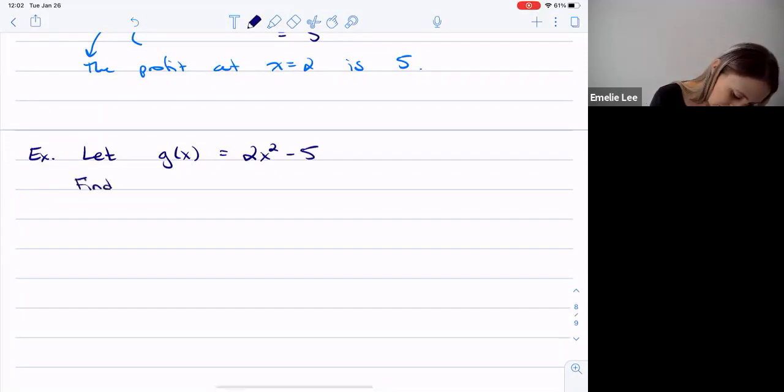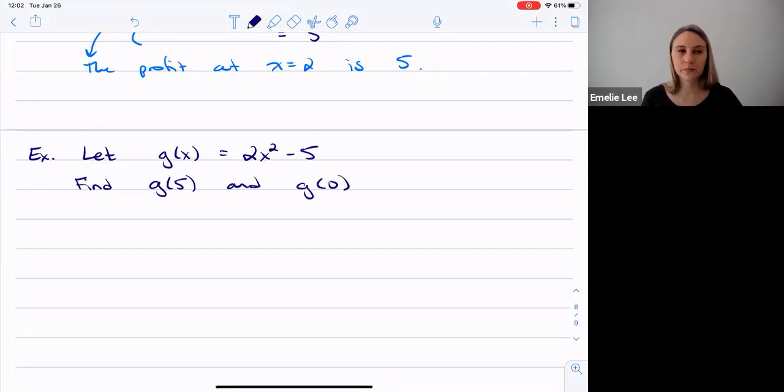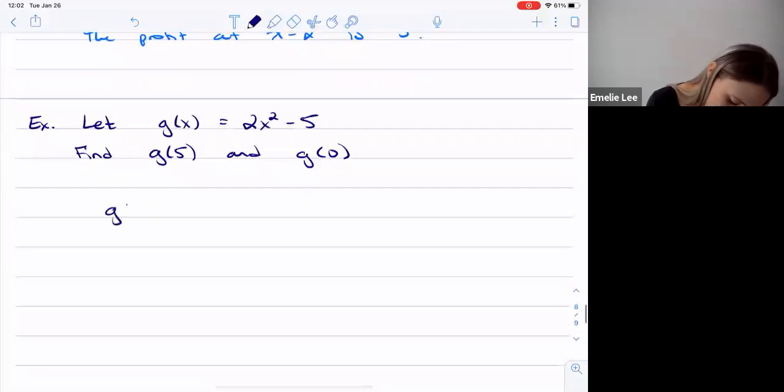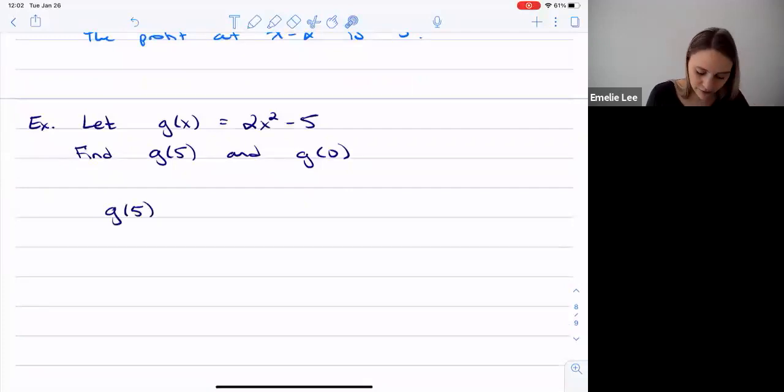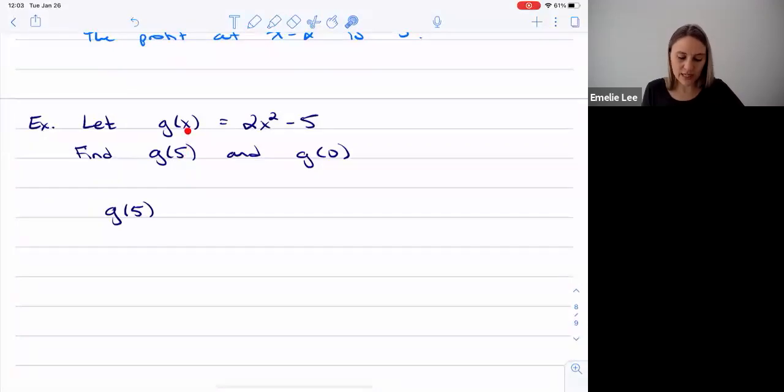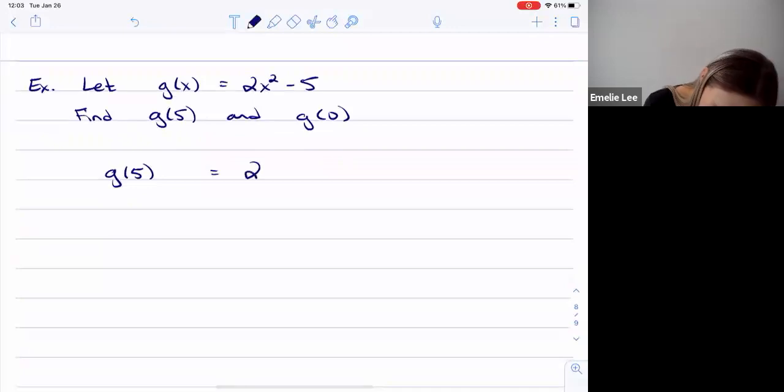Find g of 5 and g of 0. Okay. So we'll start with g of 5. G of 5 says, okay, wherever you see an x, replace it with 5, right? In this case, you have to be careful because you've got 2x squared, right? So 2 times 5 squared minus 5, and that square is only on the x. So this becomes 2 times 5 squared minus 5.